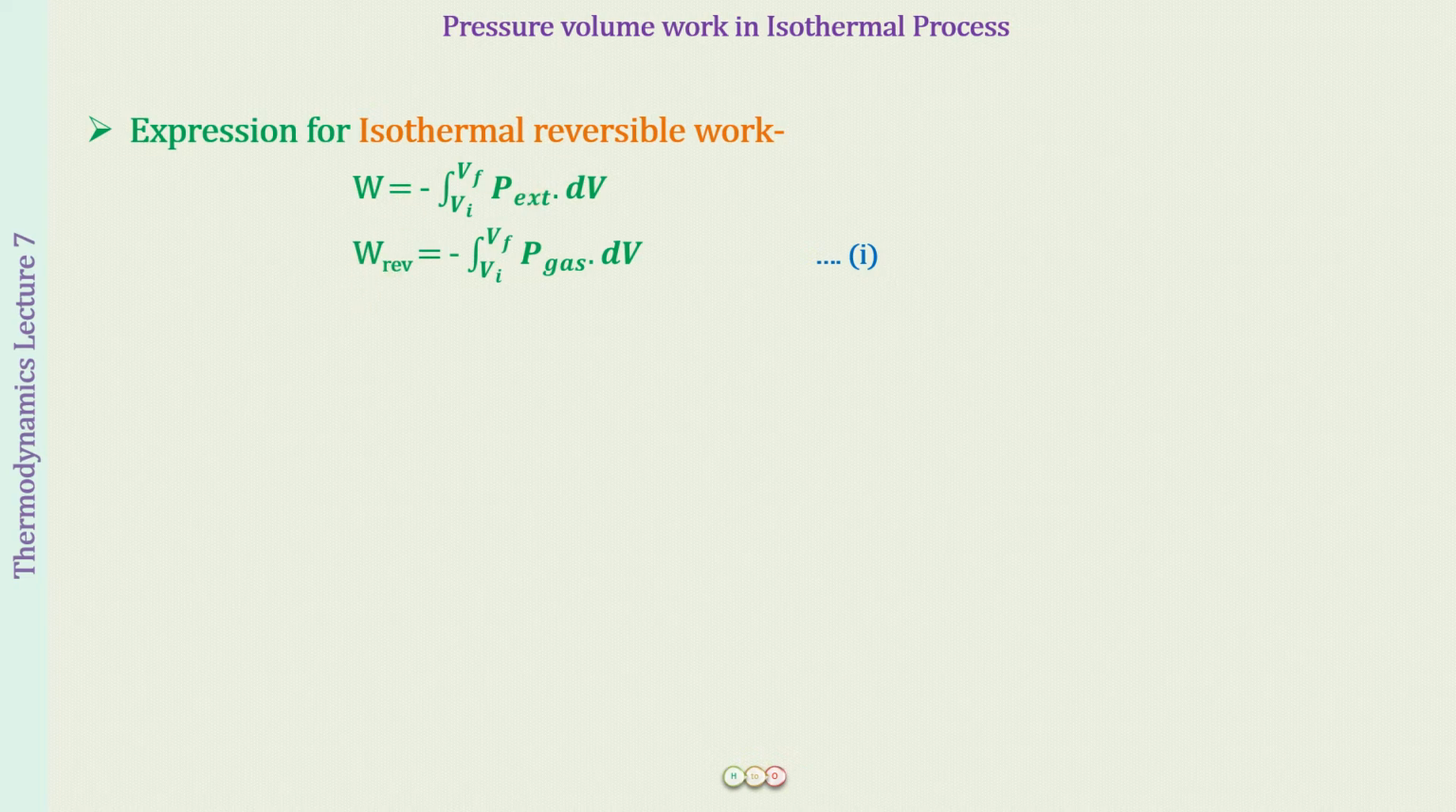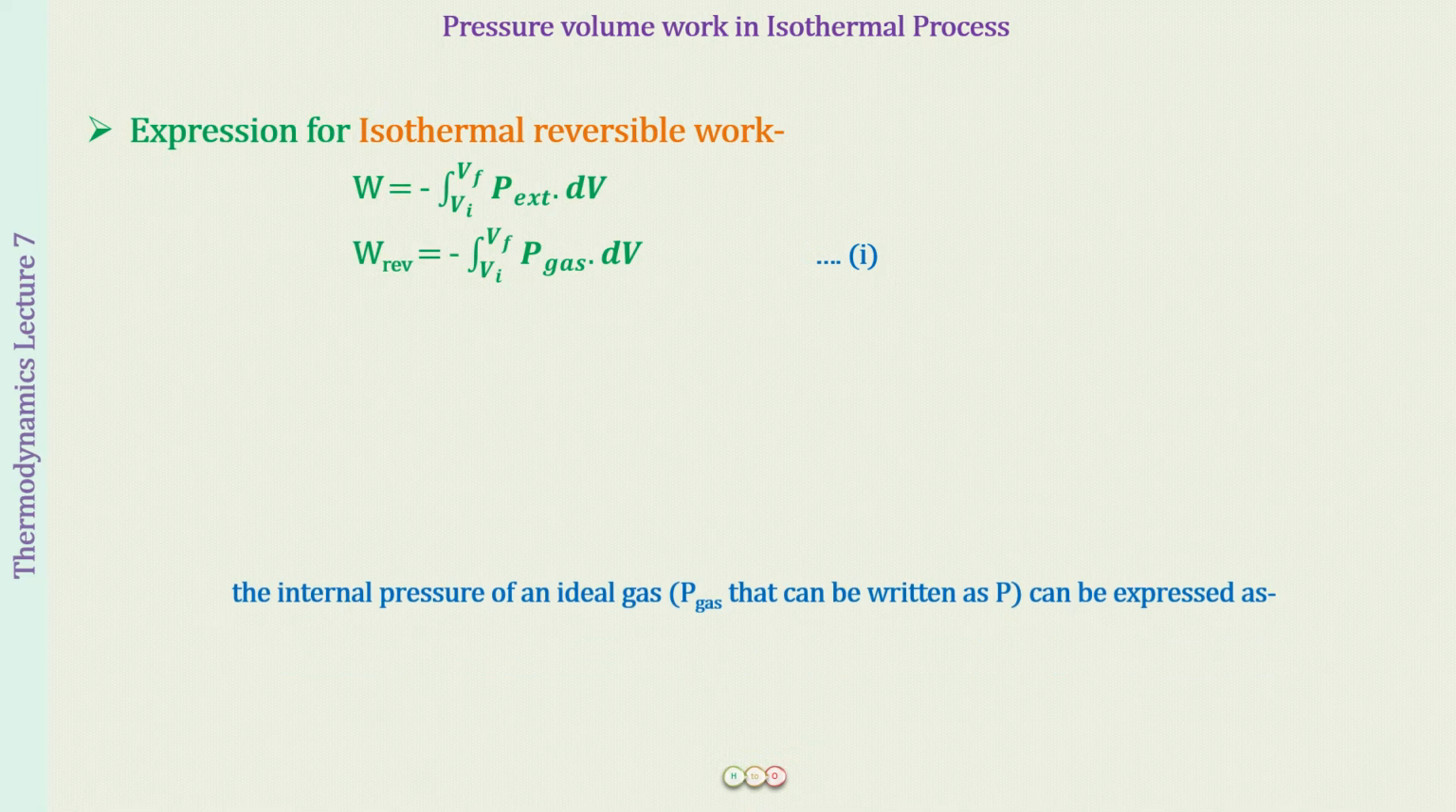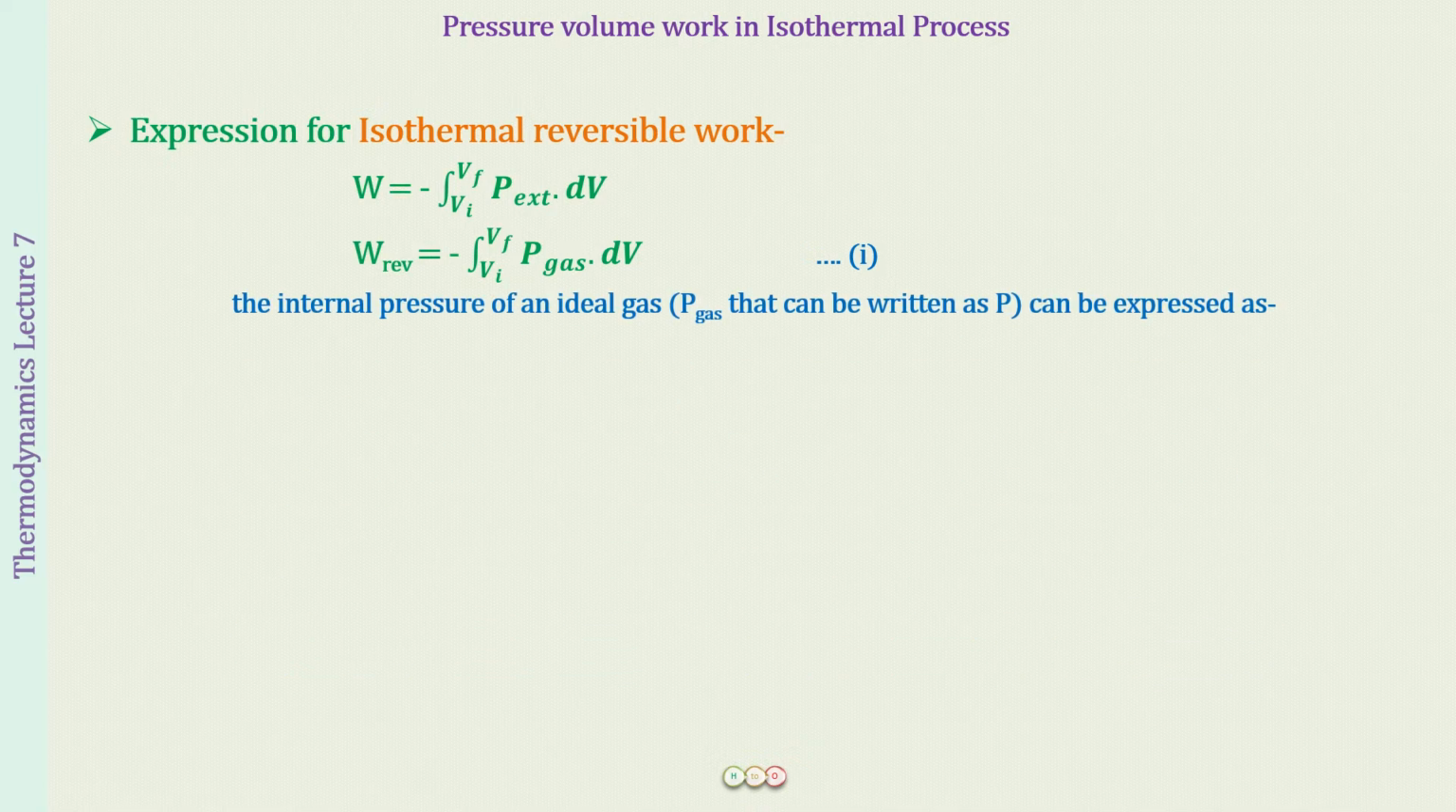So this is the expression that we have for the reversible work. Now, because we will be talking about an ideal gas, whenever we have an ideal gas, we already have an equation which gives us the pressure of the gas, the ideal gas equation. From that, what we know is that PV equals nRT. Here P gas we have just simply written as P. So PV equals nRT, or P is equal to nRT by V. So we can replace the pressure of a gas by nRT by V.